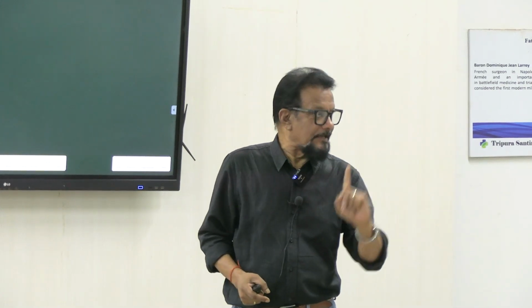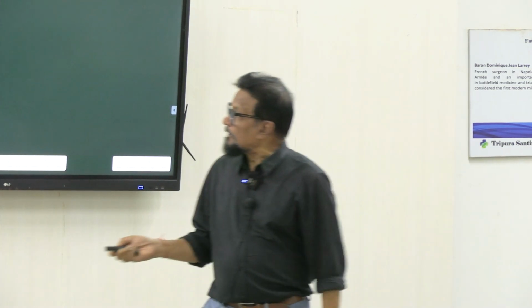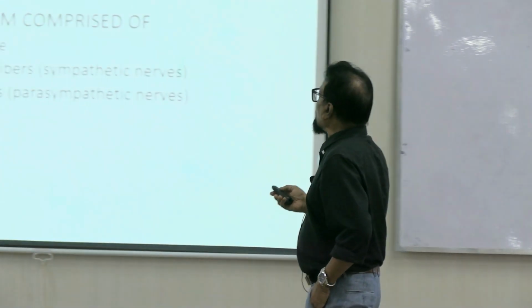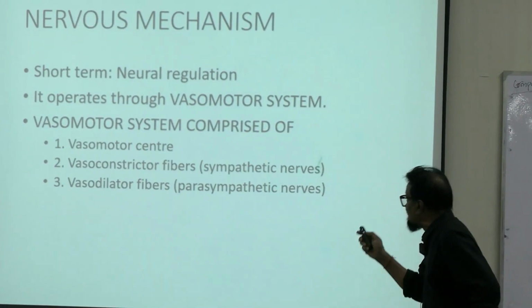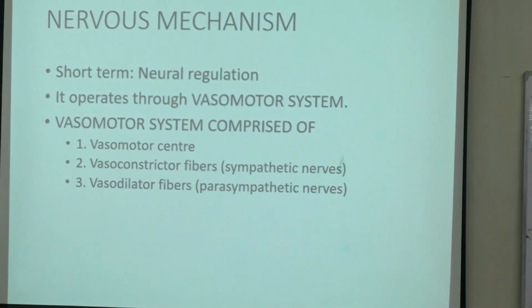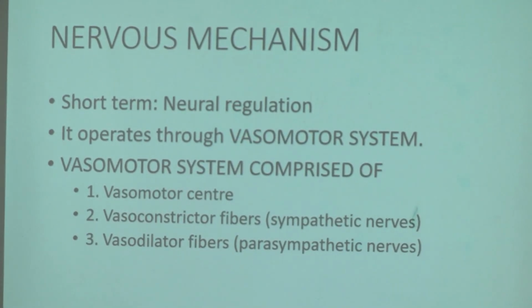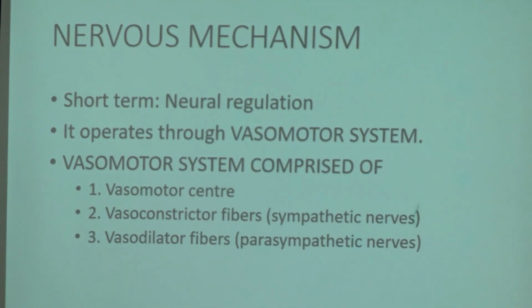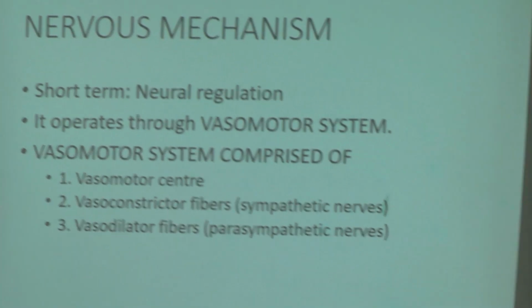And what will be the center? The medulla oblongata. So let us see. The nervous mechanism is short-term neural regulation. It operates through the vasomotor system. The vasomotor system is comprised of the vasomotor center, vasoconstrictor fibers, that is sympathetic nerves, and vasodilator fibers, parasympathetic nerves. The vasodilators dilate the blood vessels, so blood pressure will be low, with less resistance and more blood flow.